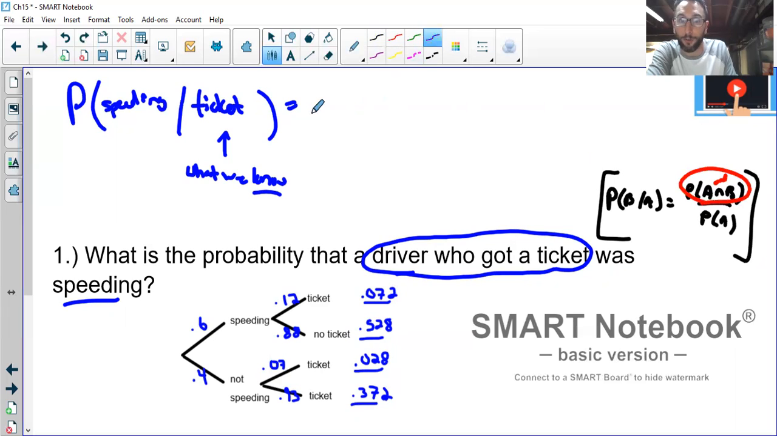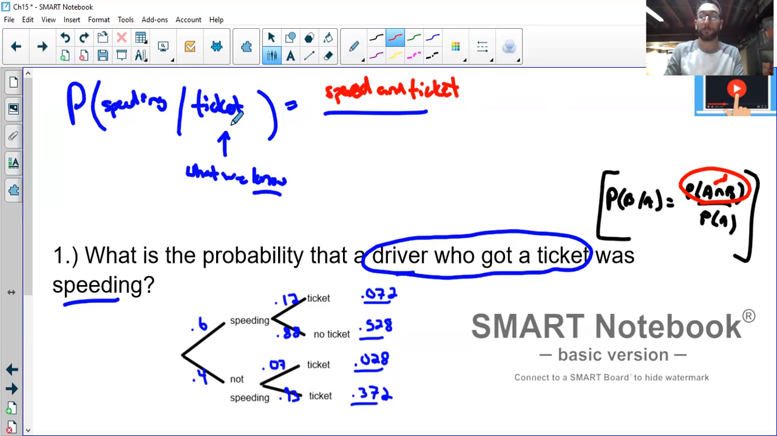So for us, in our numerator, we want the probability someone's speeding and gets a ticket. I like to write the blue notation here first, because then it becomes plugging numbers into a formula. The numerator is always both A, or the overlap, or in this case, A and B. So the numerator is speeding and ticket.